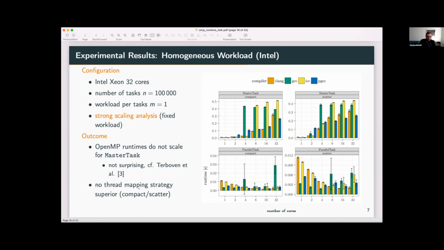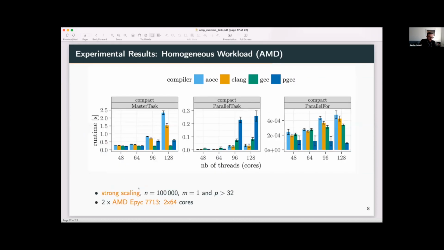In each case, it was different. On homogeneous on the larger AMD machines. So we start here with 48 up to 128 cores, and we have the different strategies here, master, parallel, and parallel 4. We only use the compact mapping here now. And you see that for some reason, AOCC and Clang with 128 cores are slowing down a lot.